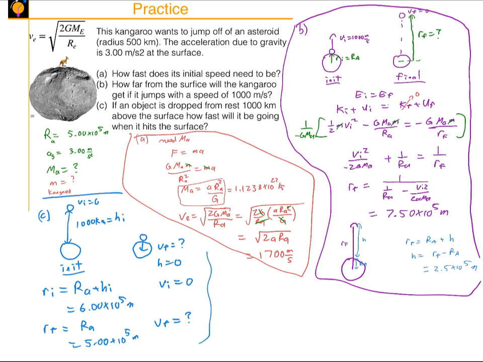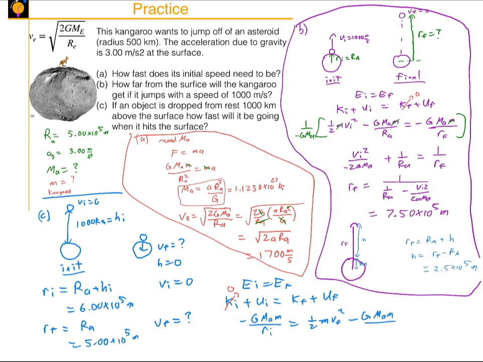We're trying to find its final velocity, so we use conservation of energy again. E initial equals E final: kinetic energy initial plus potential energy initial equals kinetic energy final plus potential energy final. The initial kinetic energy is zero because it starts at rest. So it'll be minus G, the mass of the asteroid times the mass of the kangaroo over the initial distance, equals 1/2 m v final squared minus G mass of the asteroid times m over r final. The m's will all cancel, and we want to solve for v final.